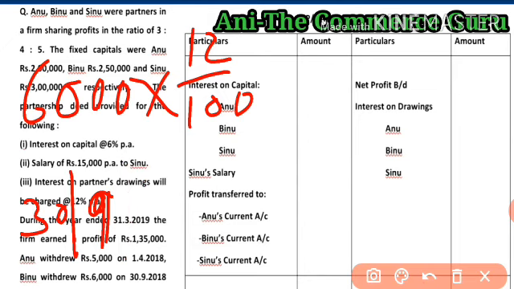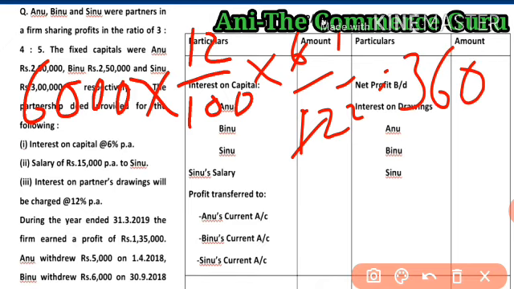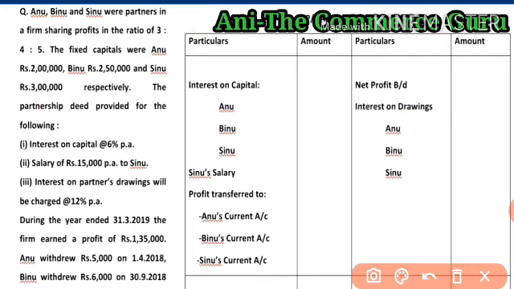Binu's amount of drawing is 6,000 into rate of interest 12 divided by 100 into period 6 months out of 12 months. So this will be 1 by 2, and when you calculate this, you will get 360. So Binu's interest on drawings is 360.